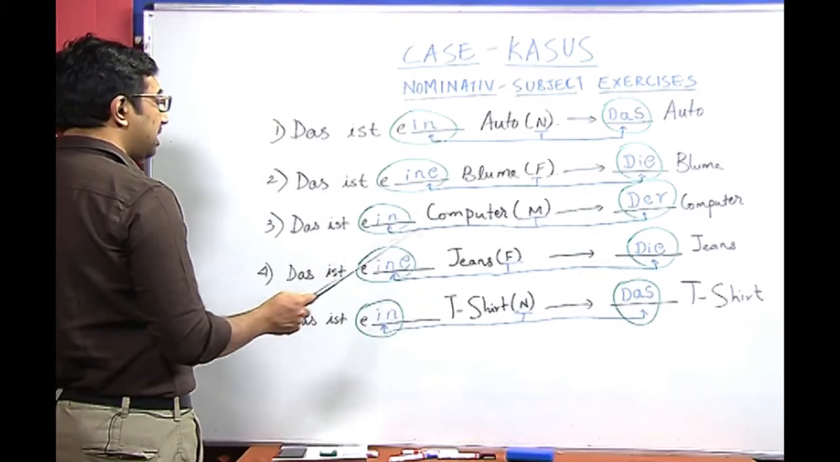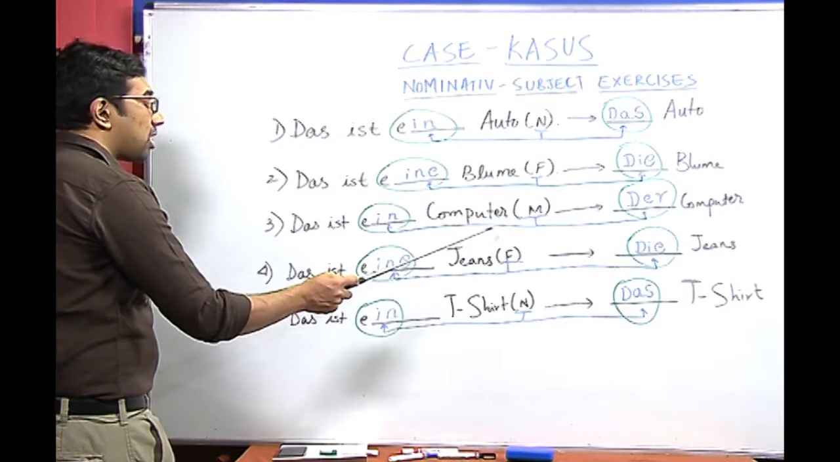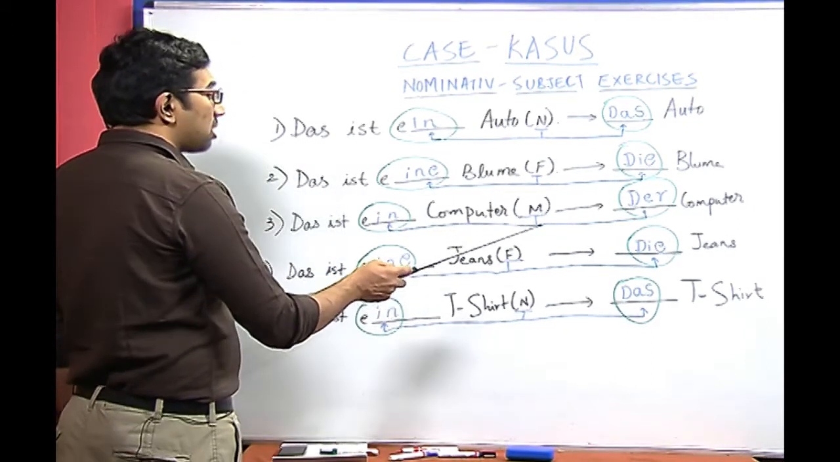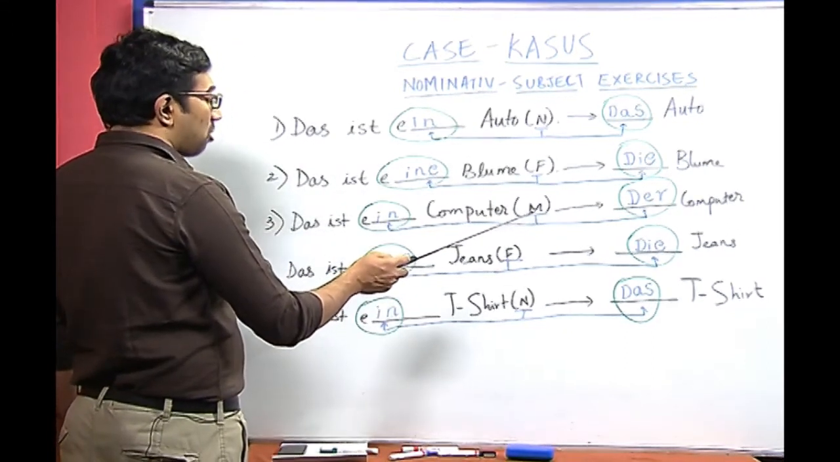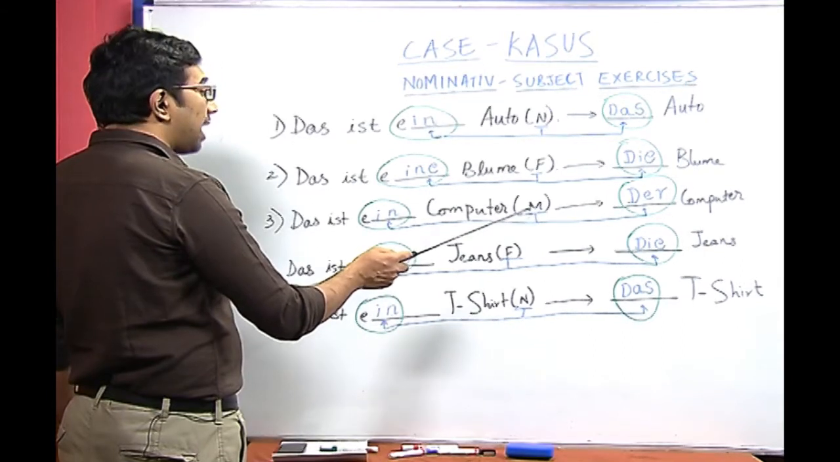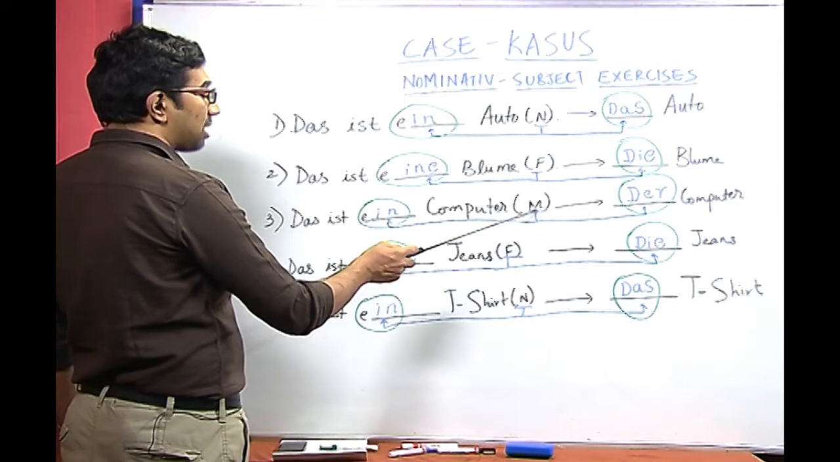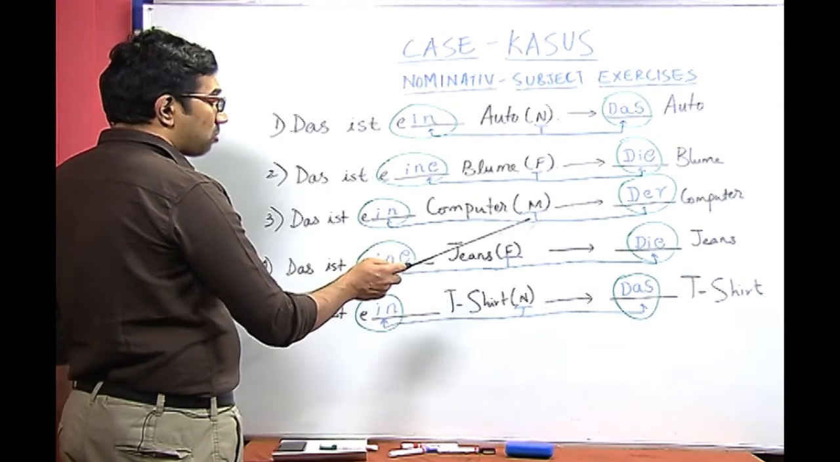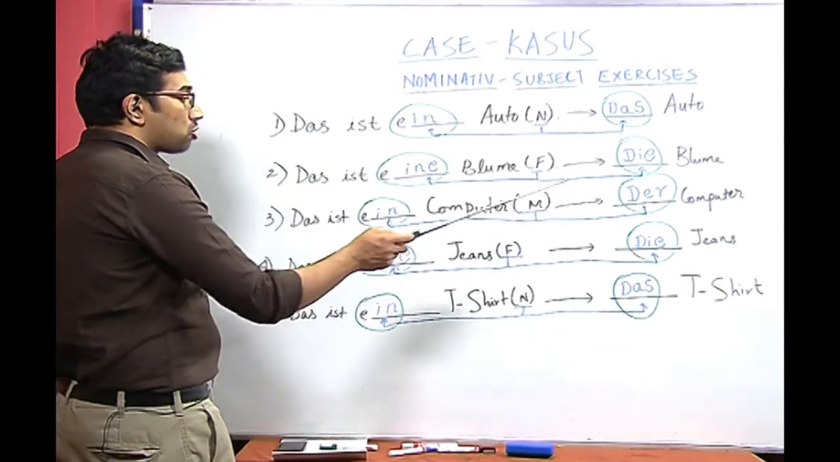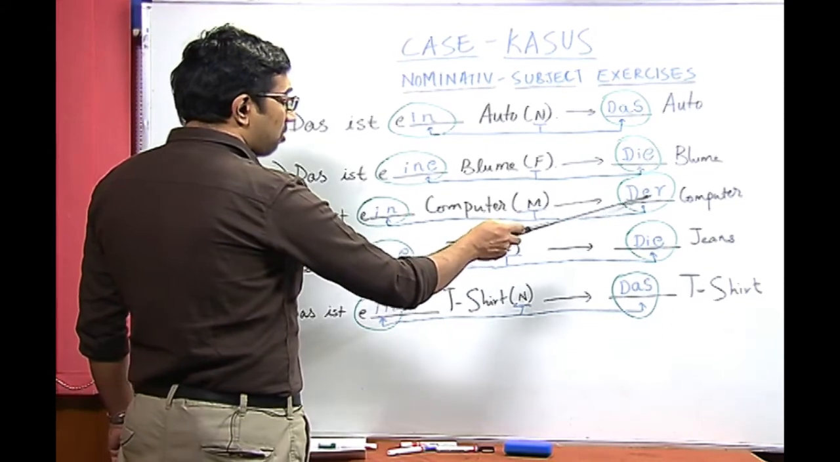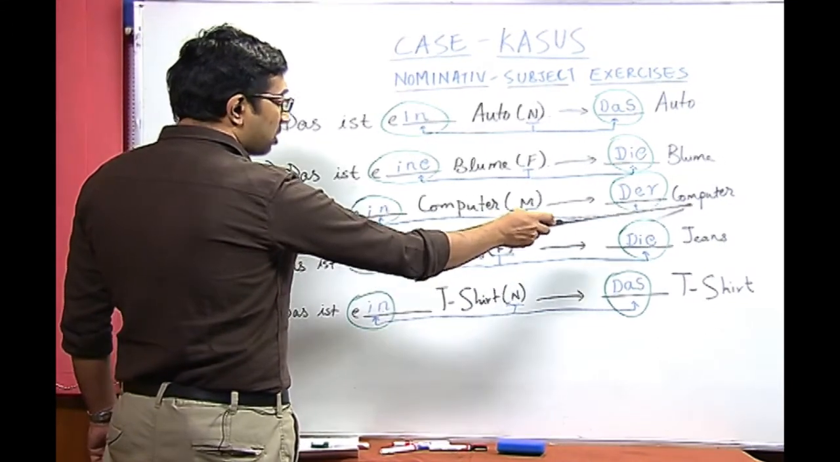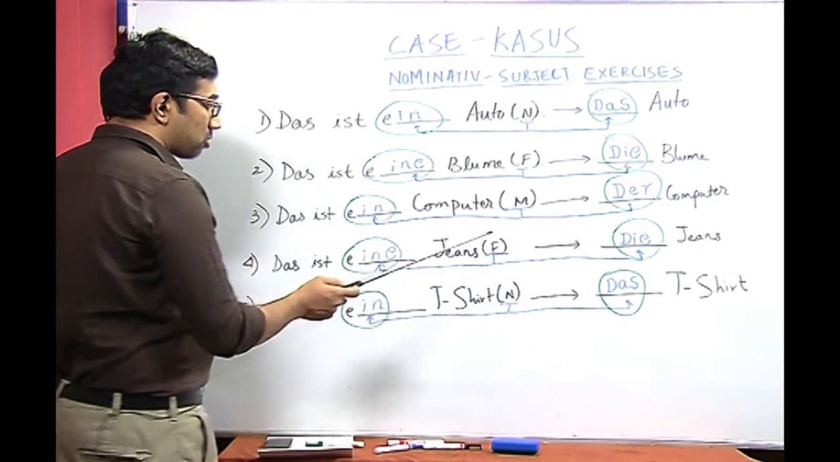Das ist ein Computer. Now the word computer in German is also pronounced as computer, and it carries, if you can recognize from the letter M, the masculine gender, which is shown as der Computer. So this answer is also correct.